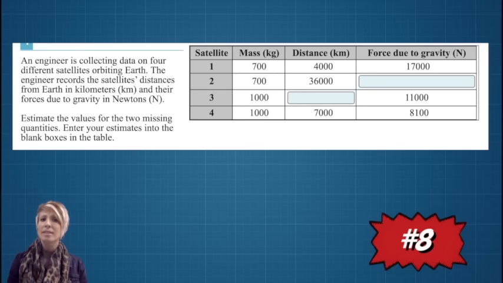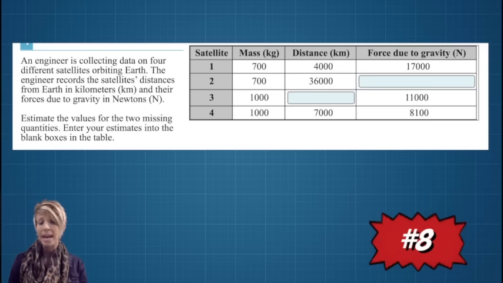Now, let's take a look at satellite two. It has the same mass as satellite one, but it has 36,000 kilometers between it. So if that's going to be the same mass, but a lot more distance between the two objects, do you think that force of gravity is going to be higher than satellite one or lower? Make your prediction, put it in there. Give a good estimate, a good number in there.